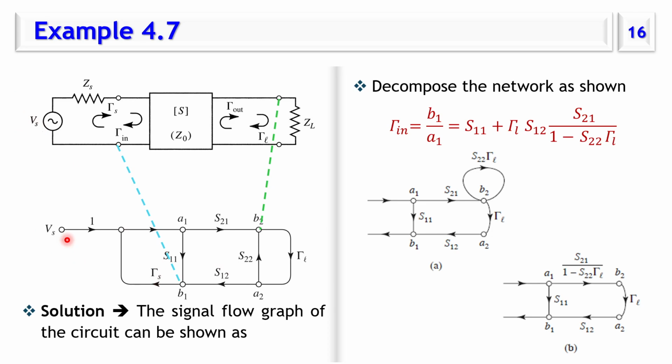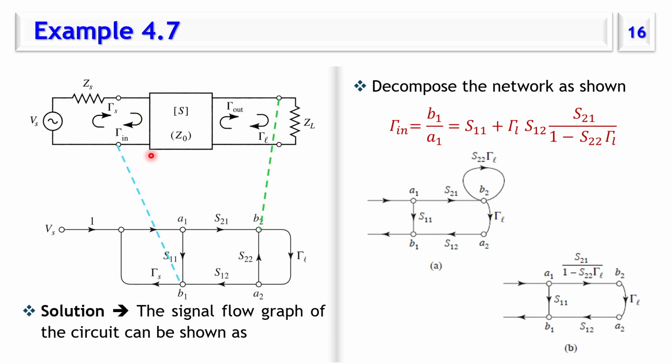We have a signal here. The signal goes in, and when we have the signal in, we have some reflection for the signal that goes out of the network. If there is a mismatch with the source, then we'll have gamma S, and if we have a mismatch at the load, we'll have gamma L. We are required to calculate gamma out and gamma in.